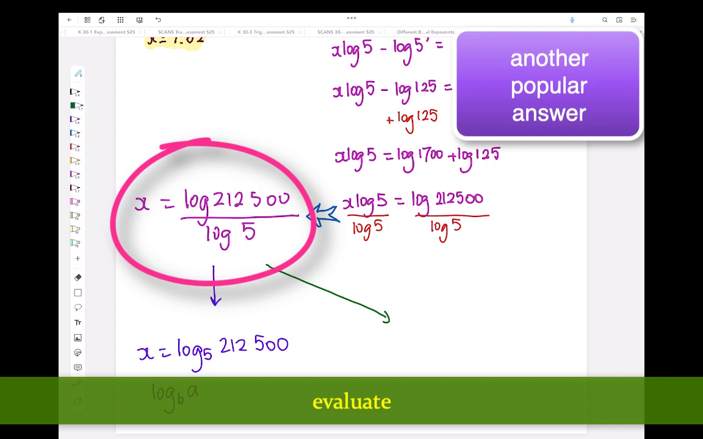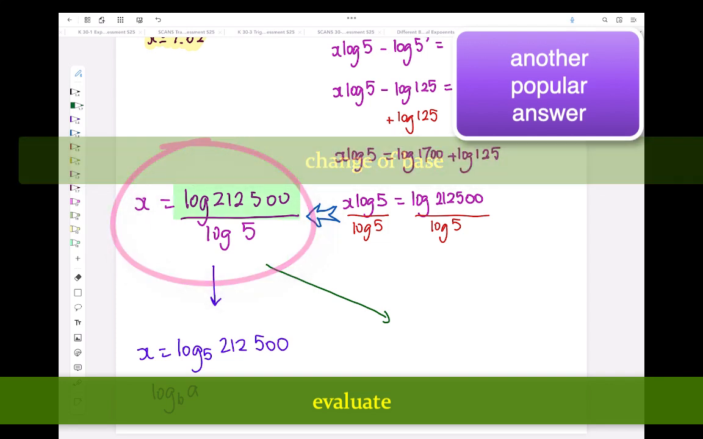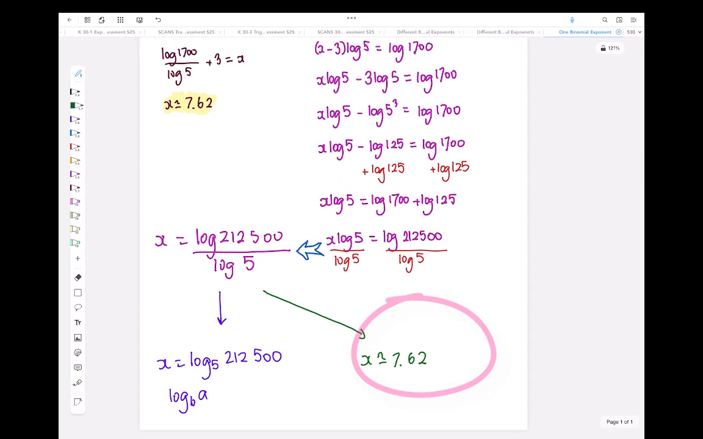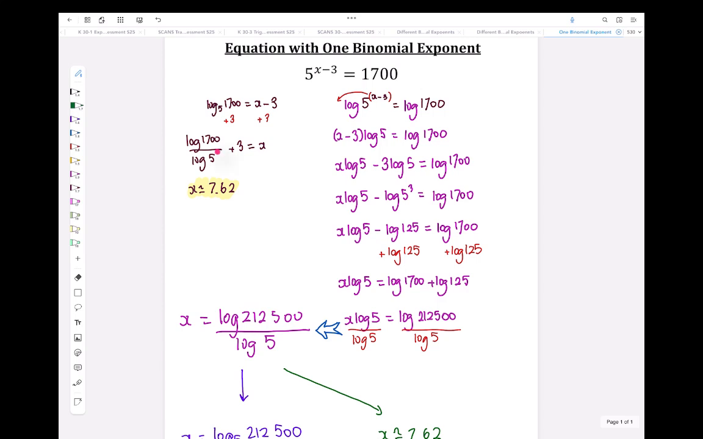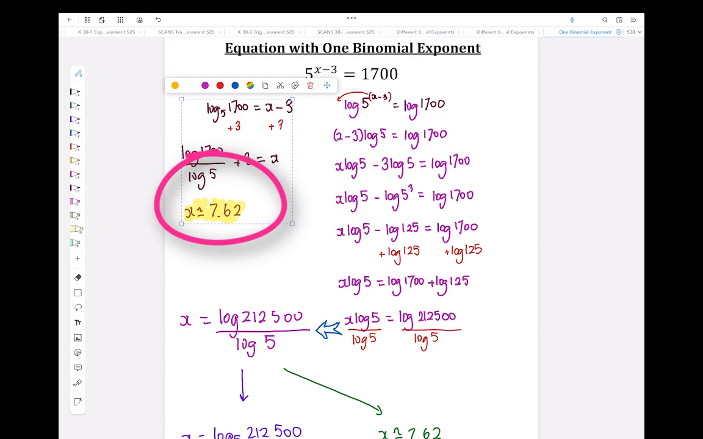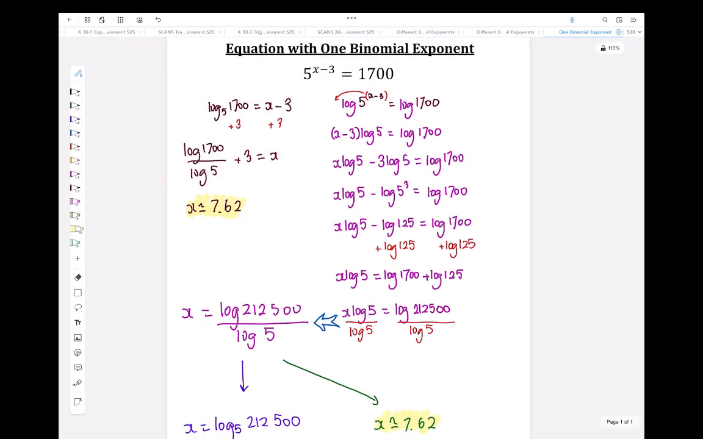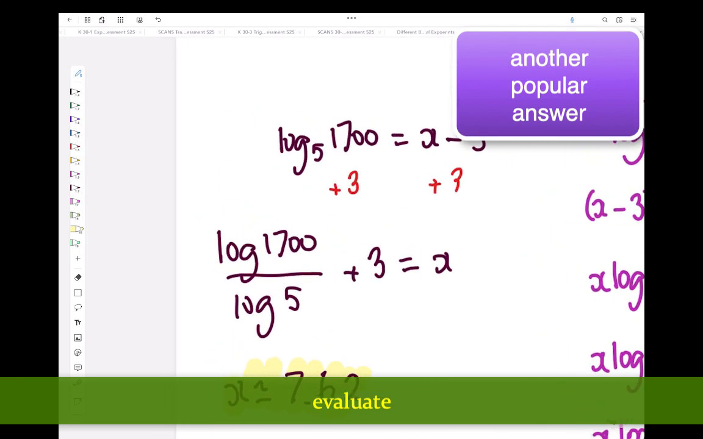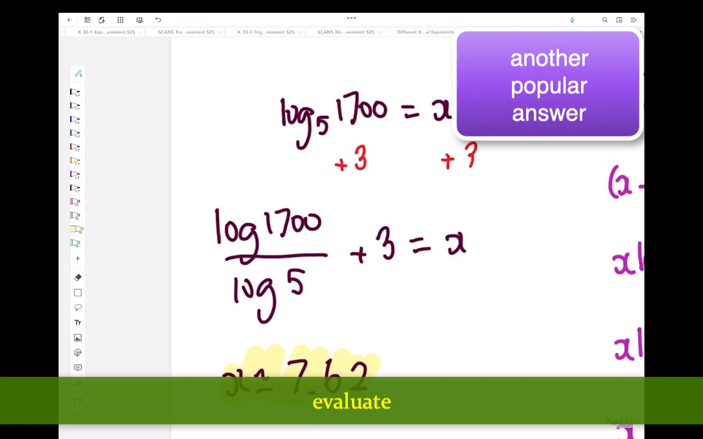In this case, if we were going to evaluate, we would take our change of base, enter our calculator, log 212,500 divided by log 5, and we would see that we have approximately 7.62, which is exactly the answer we had up here when we did it the first time. So, if the question asks you to evaluate to the nearest hundredth, then option 1, the first way where you just convert to a logarithm, is the quickest way to go. We can evaluate this in 3 simple steps.